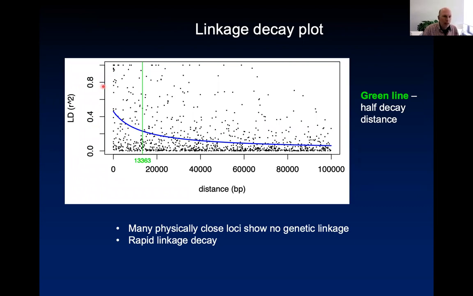Also, another interesting analysis that we did is plot a linkage decay plot. And the green line shows the point at which linkage disequilibrium decays by half. And it seems like a relatively short distance to me. So there's rapid linkage decay. Also, what's interesting is that many physically close loci show no genetic linkage. So there seems to be a lot of recombination among the chromosomes in these populations.